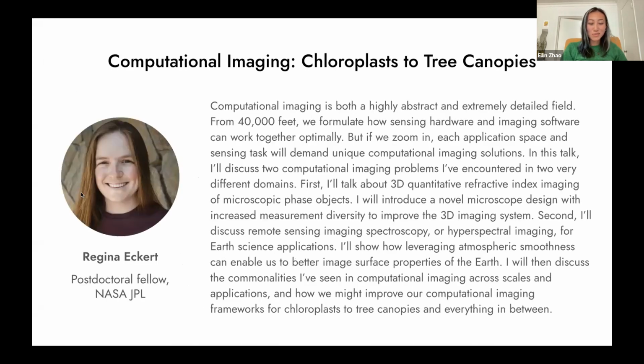And with all that, it is my pleasure to introduce this month's speaker, Regina Eckert, who is a postdoctoral fellow at the Jet Propulsion Laboratory, JPL. Currently, Regina works on computational imaging algorithms for remote sensing imaging spectroscopy, and the methods she develops will be deployed to NASA's airborne instruments in the future. Regina completed her PhD recently at UC Berkeley with Professor Laura Waller, where she worked on computational imaging systems for high resolution and high dimensional microscopy. So I think today Regina will tell us about some of her recent work. I will hand it over to Regina.